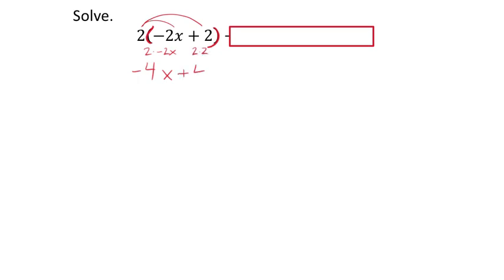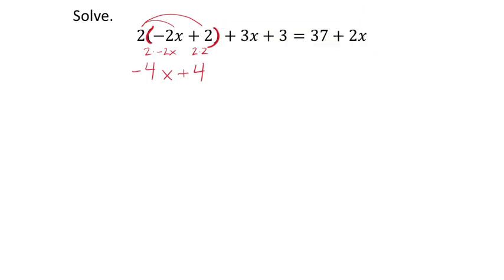But then we'll distribute the 2 to the positive 2, and 2 times positive 2 would be positive 4. Now we can't distribute anywhere else because there is no parentheses, and that 2 only applies to that set of parentheses. It's only being multiplied there. So let's get rid of the box so we can see the rest of this stuff. And then let's bring this stuff down.